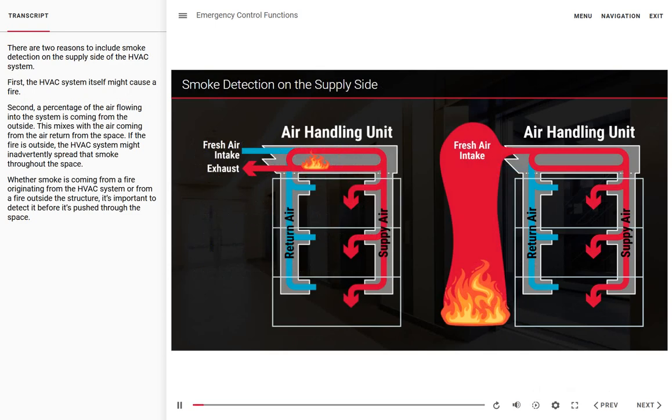There are two reasons to include smoke detection on the supply side of the HVAC system. First, the HVAC system itself might cause a fire. Second, a percentage of the air flowing into the system is coming from the outside. This mixes with the air coming from the air return from the space. If the fire is outside, the HVAC system might inadvertently spread that smoke throughout the space. Whether smoke is coming from a fire originating from the HVAC system or from a fire outside the structure, it's important to detect it before it's pushed through the space.